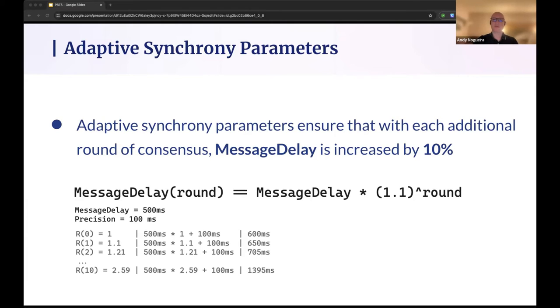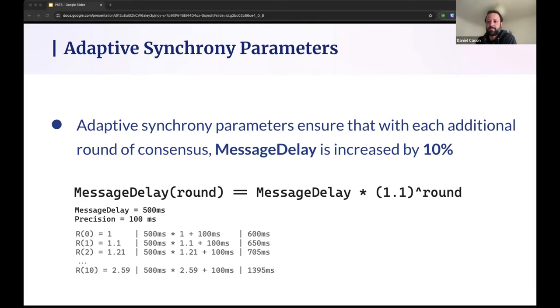So basically, you keep increasing until you can adapt, right? And in the next round, does it go back to the default value, right? Yeah, that's a very good question.